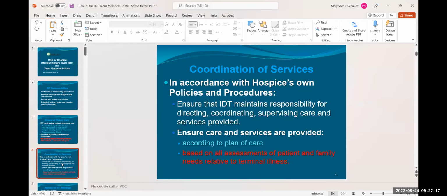Okay. Coordination of services. We talked about this already. And all the services that we provide, nursing care, social services, spiritual, massage, hospice aids, has to be based on the plan of care and the assessment of the patient and family needs relative to what their terminal illness or illnesses are.